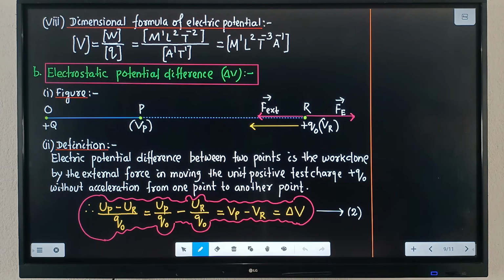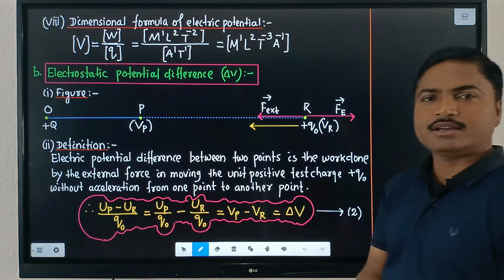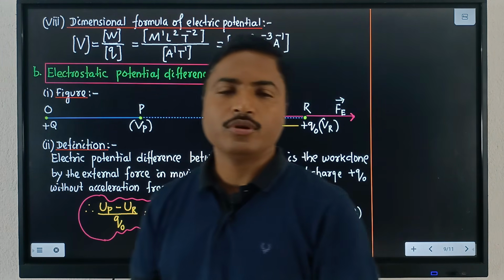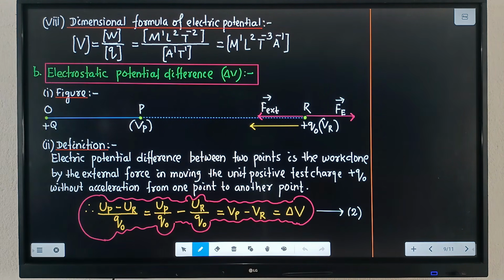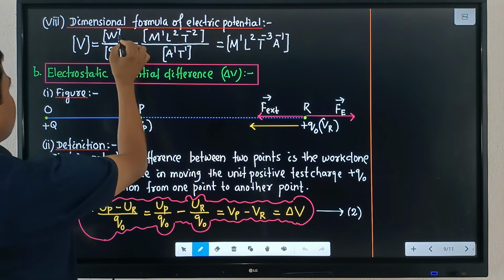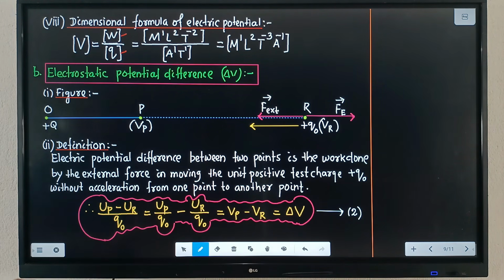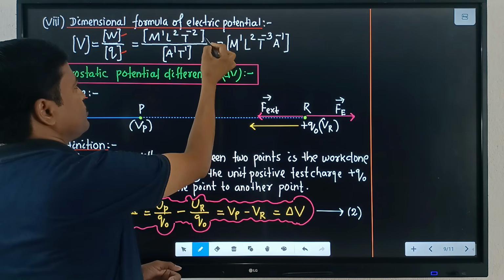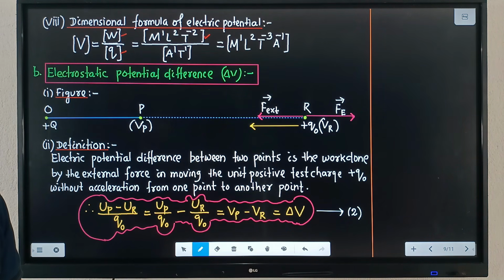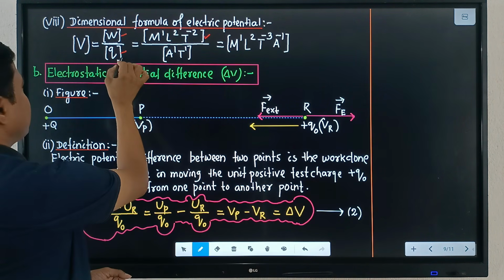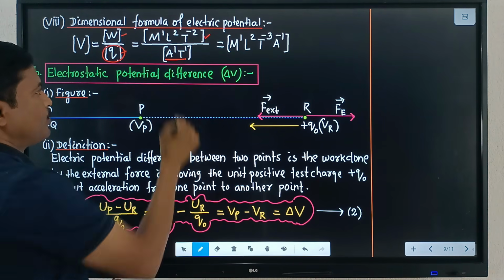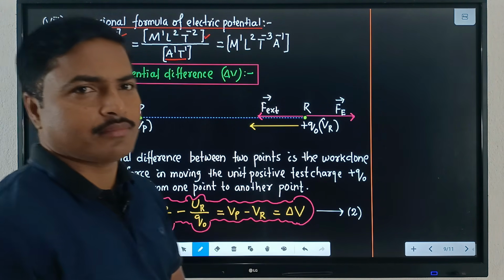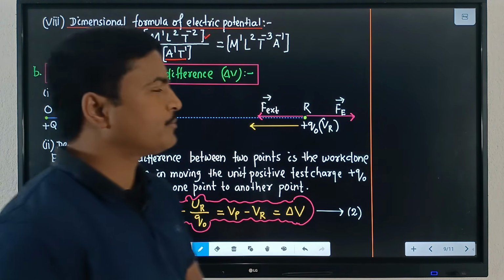And what is the dimensional formula of electric potential? We know the formula for the electric potential. Electric potential is equal to work done divided by charge, that is the test charge. You know the dimension of the work done: this is the dimensional formula M1 L2 T to the power minus 2. You also know the dimensional formula of the charge, that is A1 T1, A for ampere, T for time, M for mass, L for length.